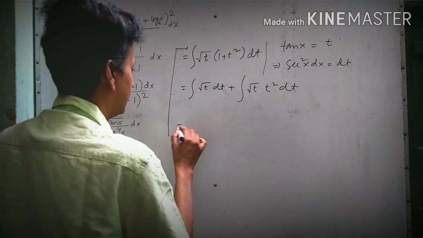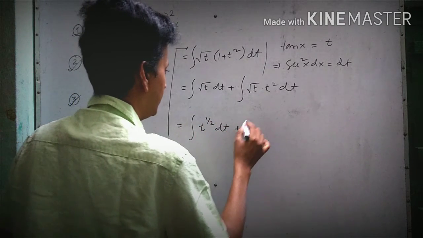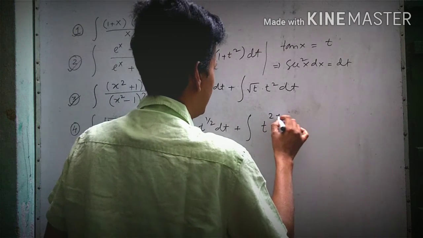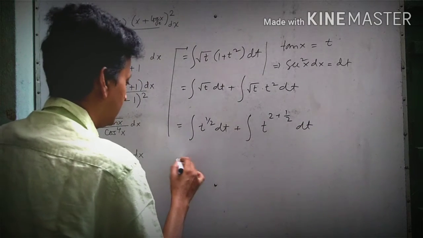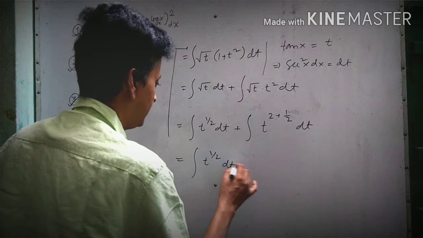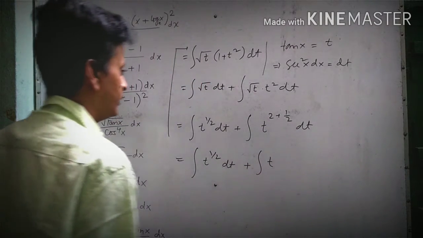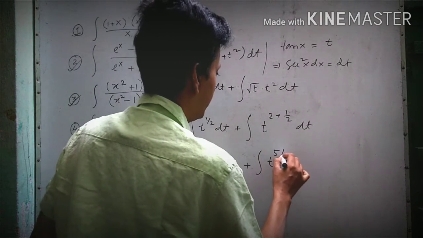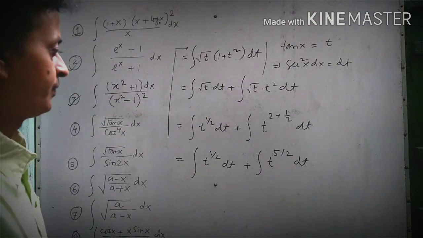That is integration of t to the power half dt plus integration of t to the power 2 plus half, that is 5 by 2, t to the power 5 by 2 dt.